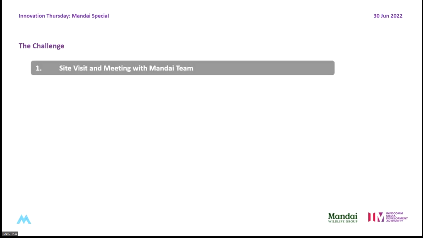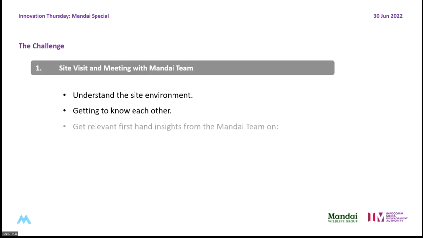Coming to the challenge itself, site visit, meeting with the Mandai team, super important part of this in the beginning. Went to understand the site environment, pretty much what Yongjin said. We got to know each other, the Mandai group, we get the first-hand insights from them. The organization structure, I think, is a very effective one that they have going on there. There's transformation office, there's a life science group, and then there's the animal keeper that we really work very closely with. So get to know them, get to know what they are looking at, you know, different areas of the zoo operation.